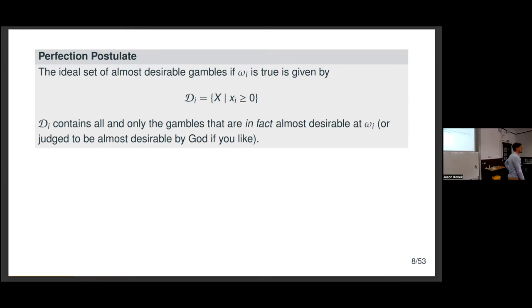One crucial component of these IQ scoring rules is going to be the ideal set of desirable gambles in a world. So here, this is ideal, given your utilities. What are the ideal preferences to have? Well, it's this guy right here. At omega I, the ideal set of almost desirable gambles is just the half space, the set of all gambles that actually don't lose you utility in that world. That might be a silly set of desirable gambles to have given your evidence, but it's still the set of desirable gambles that God would have in that world. That's what a fully informed agent in that world would have given your utilities.